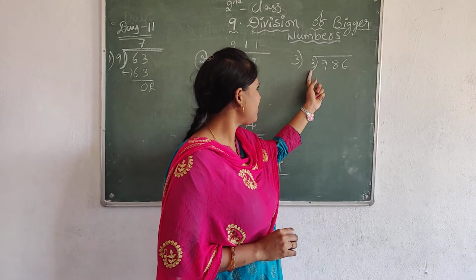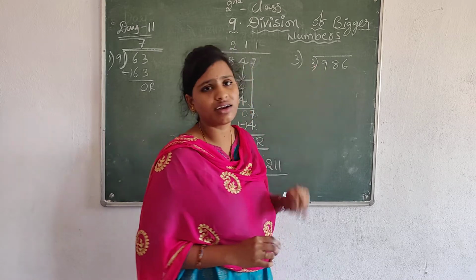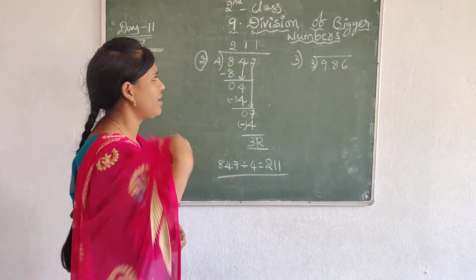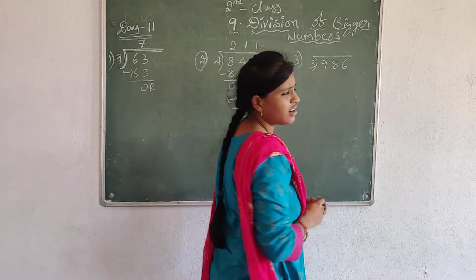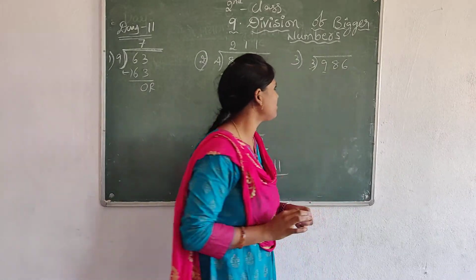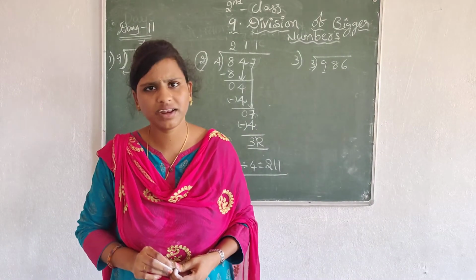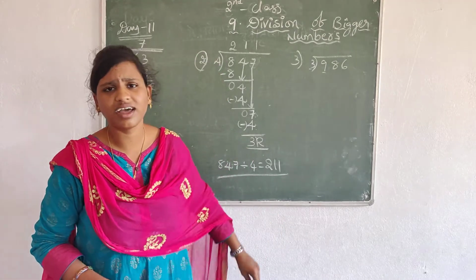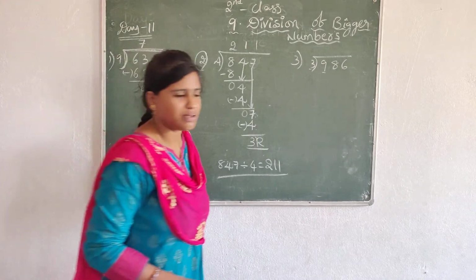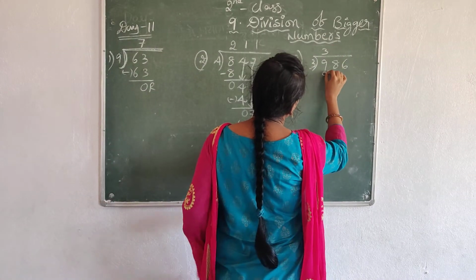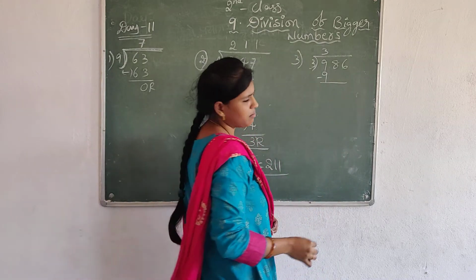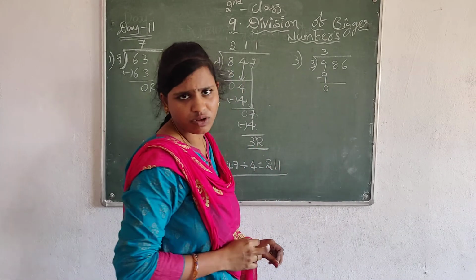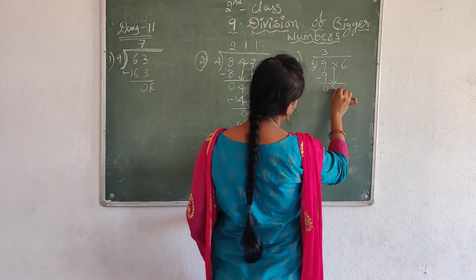Let's see the third one. What is the divisor? 3. What is the number? 986. Let's see there. 3 is a single digit. See here also it is a single digit. 3 and 9. 9 is a big number, so exactly or the numbers below will cancel. So how many times is 3 cancelled in 9? Yes, 3 times. 3 3s are 9. Let's subtract both numbers, 0. Okay, we have 2 numbers more, right? Take the number 8 down.